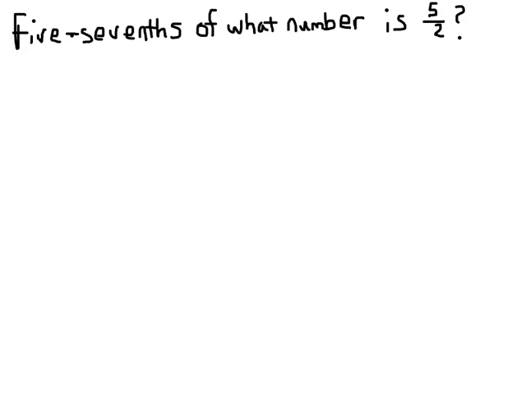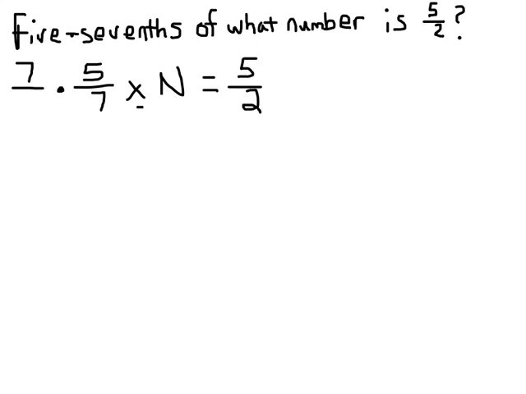Alright, let's write this out into an equation. 5/7 of what number is 5 over 2? Alright, what operation do we have here? I've got multiplication. To undo that, I have to do division. To divide this fraction, I have to flip it upside down and multiply. Now, whatever I did on this side, I have to do the very same thing on this side to keep it equal.